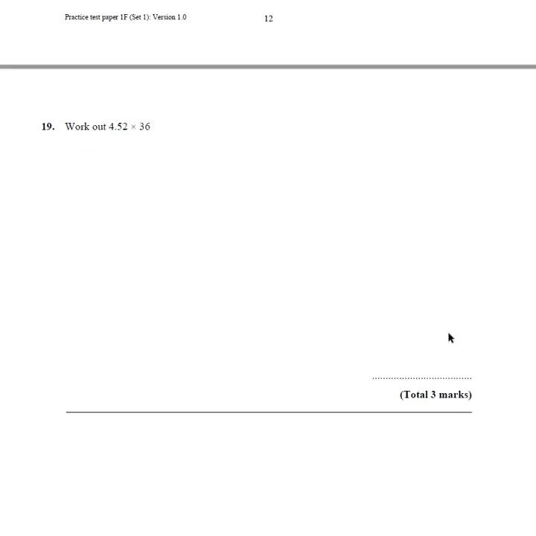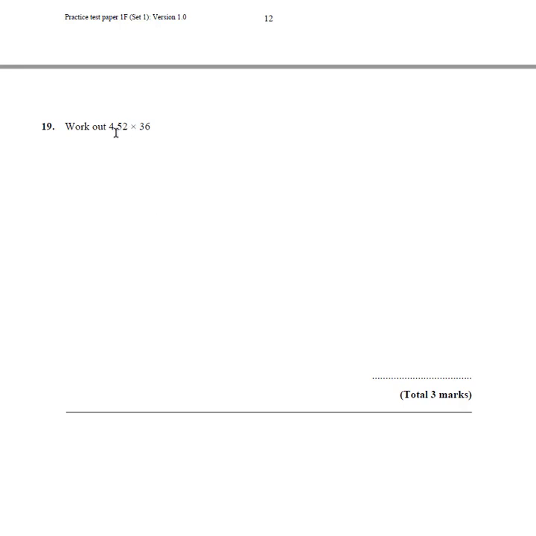4.52 times 36, you need a way of multiplying these 2 numbers together. Now if I was doing this question, I would take out the decimal point. I would multiply 452 by 36, and then once I've got that answer, I'd put the decimal point back in. You need a way of working out where the decimal point is going to go, and you could either say, well, 4 times 36 or 5 times 36 gives you about 180, so that gives you an idea of the size of the number. Or you can look at this number here and say, I've got 2 digits after the decimal point. So in my answer, I need 2 digits after the decimal point.